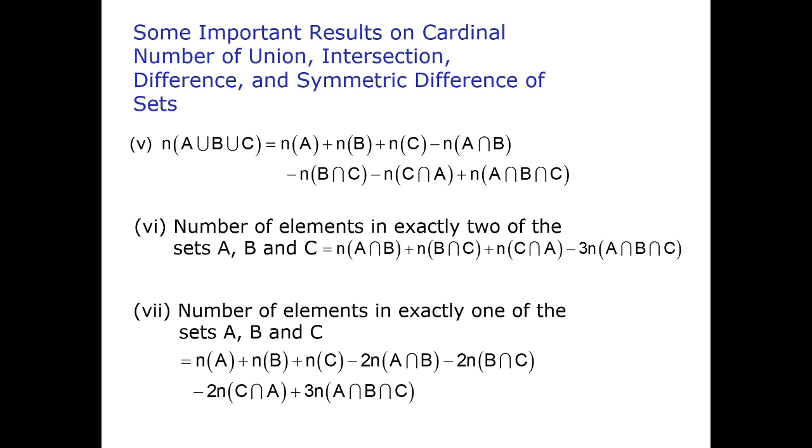Number of elements in exactly one of the sets A, B, and C. Now see, when we are counting A, B, C, then this intersection is counted, so we subtract twice and thrice the part of that. So you can use this formula directly.